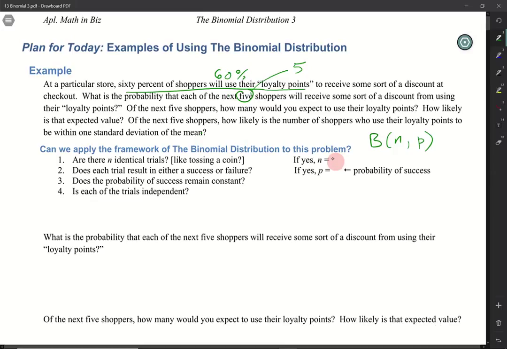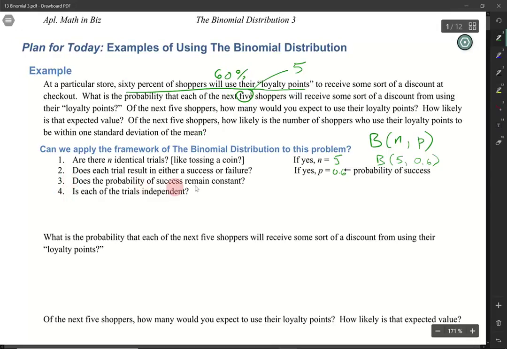5. Okay. And then does each trial result in either some kind of a success or failure? And so it's use loyalty points or maybe not use loyalty points. So that's binary, so there's a probability of success or failure. And that's 60%, so we'll say 0.6. So the n and p that we'll be using is 5 and 0.6. Okay? And then you should continue.